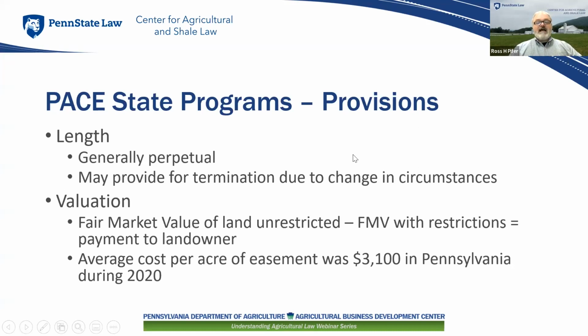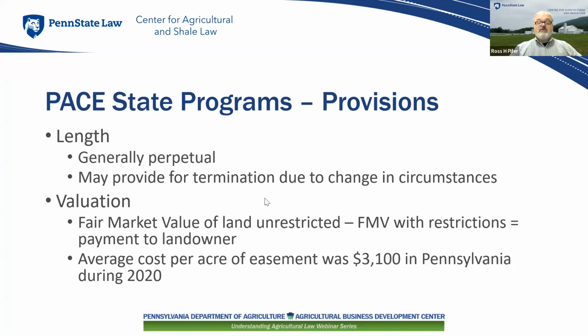Now, as far as how we determine how much money the landowner is going to receive, it's the difference between the fair market value of that land without the easement, so the fair market value for development purposes, and the fair market value with the easement, which is essentially the value of that land for agricultural use only. You look at the difference, and that's what's paid to the landowner.